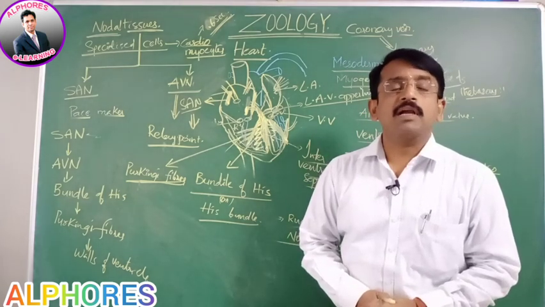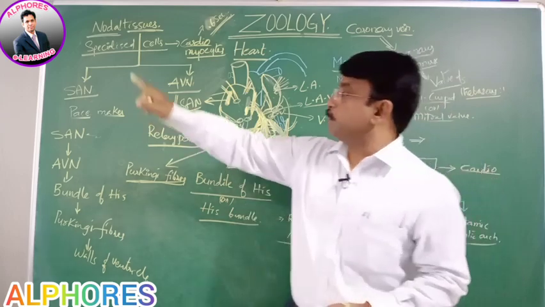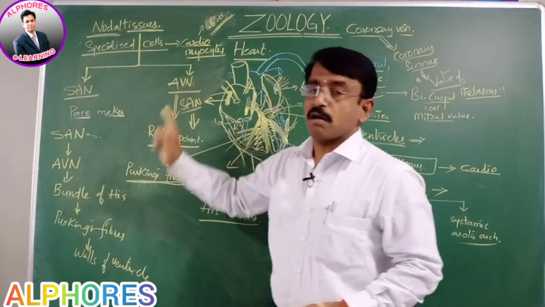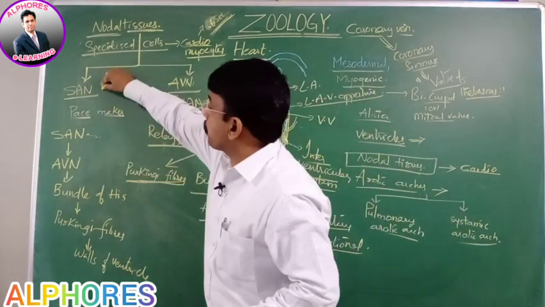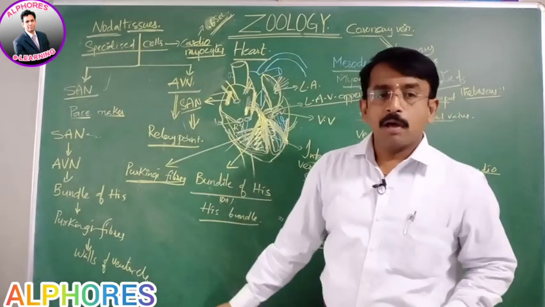Then the blood pumping continues. That's the reason why SAN and AVN are nodal tissues. This is the pacemaker, whereas this is the relay point.